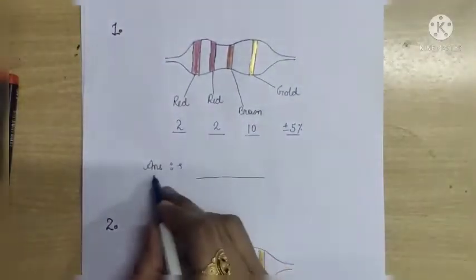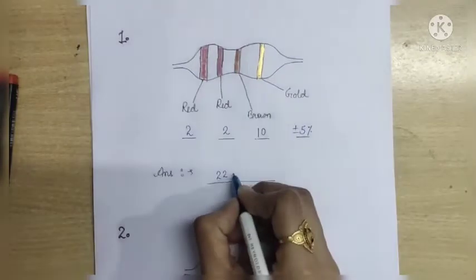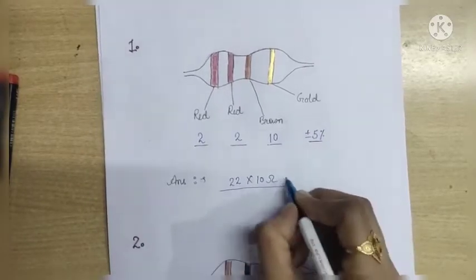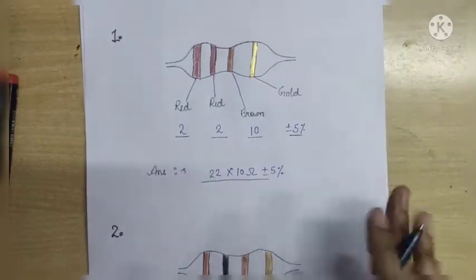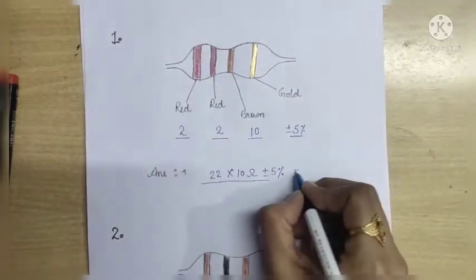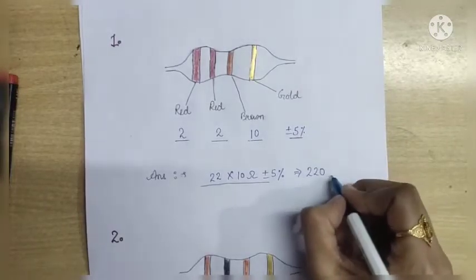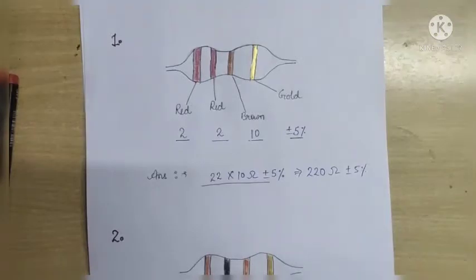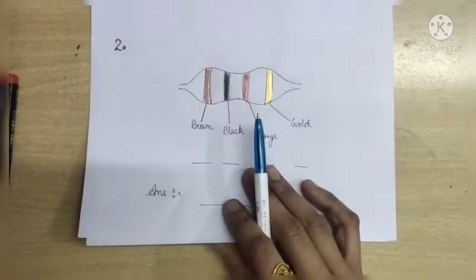So our complete resistance becomes 22 into 10 ohms plus minus 5%, which equals 220 ohms plus minus 5%. Hope you understand this.